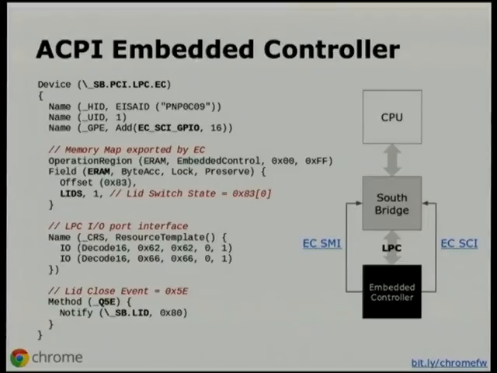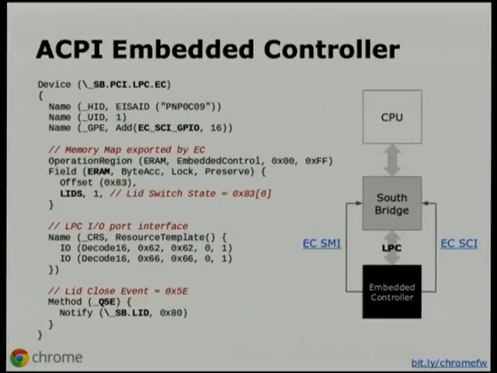The lid switch is one of these examples. You'll find the battery information is also in this table and is then massaged and presented through the battery device that ACPI defines. The interface to actually talking to the embedded controller is defined there as well, using ports 62 and 66. And then I've defined a method for a lid close event.